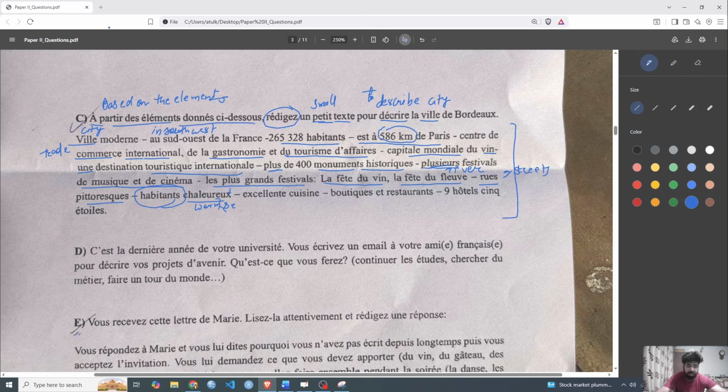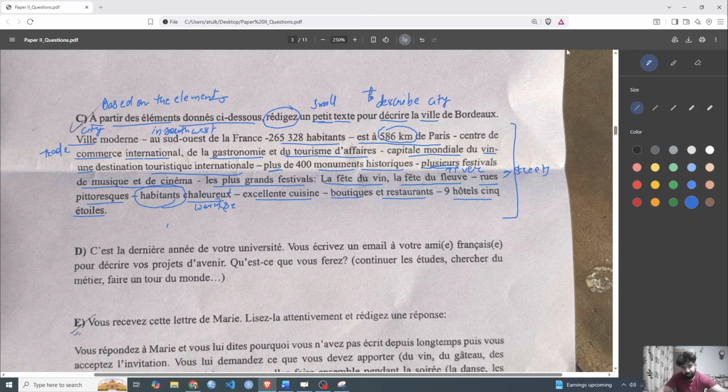Okay. Then it says excellente cuisine, so excellent food. Okay, and it says boutique. Boutique is basically used for shops. It restaurants, so shops and restaurant. And then it says nine hotels sing itols. So basically, 5-star hotels are also in this city.